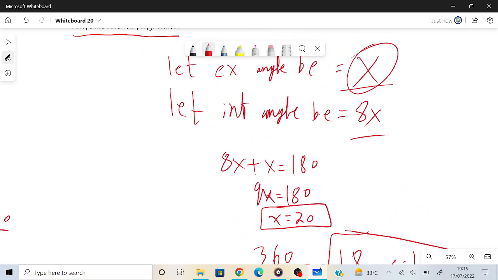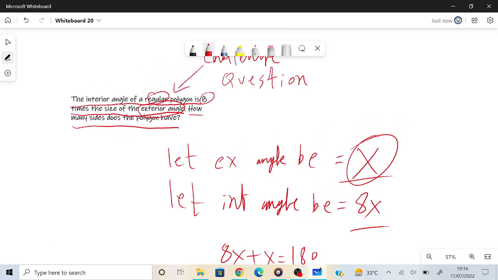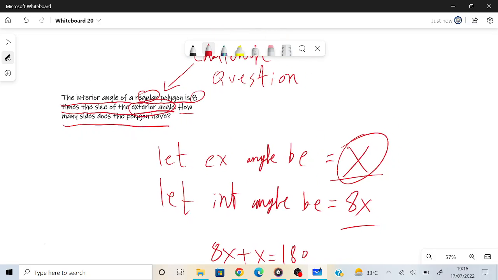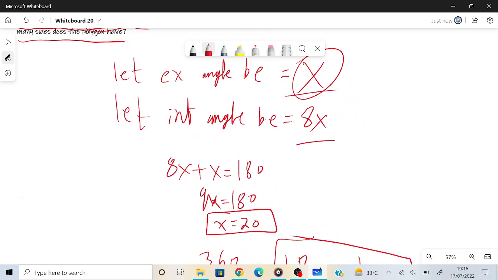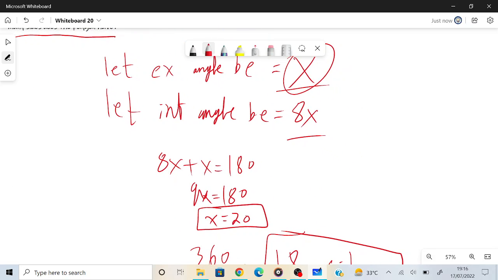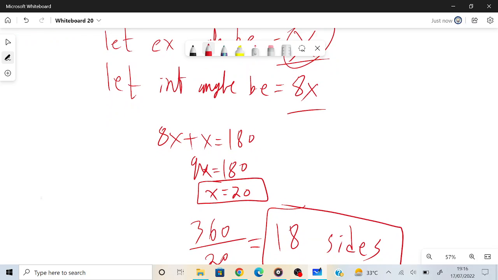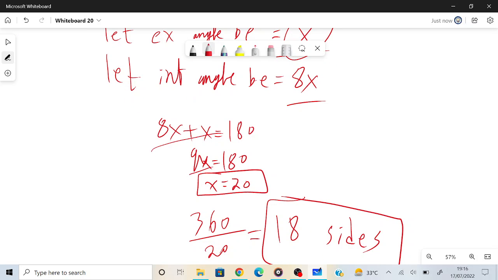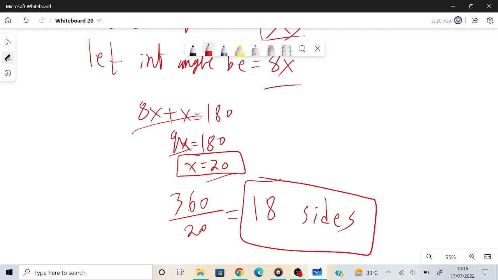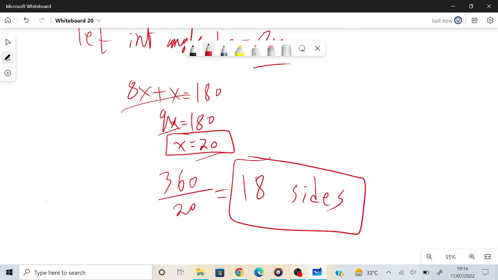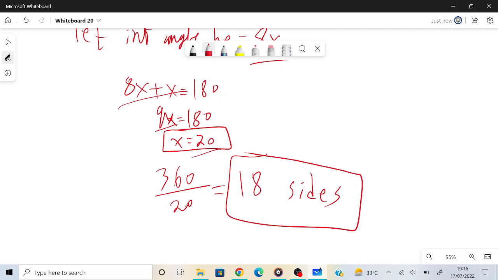I'll explain it again. We were told that the interior angle is 8 times the size of the exterior angle, so we let the exterior angle be x, let the interior angle be 8x, and we know that the interior and exterior angle together add up to give 180. So solving for x, we get 20, and 20 is our exterior angle. Now we know that all the exterior angles in a polygon add up to 360 degrees, and that means how many angles of 20 would it take to give us 360. So we do 360 divided by 20, and hence we got 18 sides.